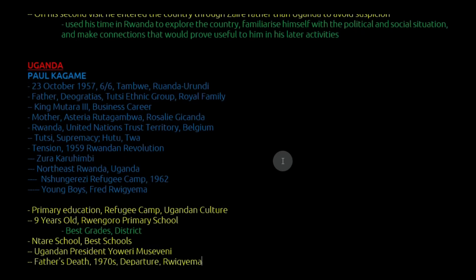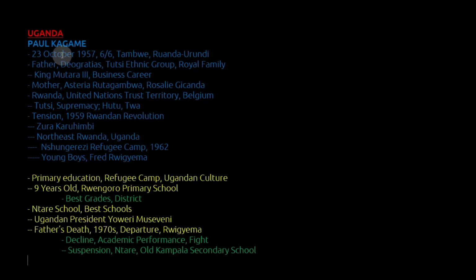Then we also did our structured notes using the notes. We came up with these notes. For instance, this part, 23 October 1957, 6 of 6, Twambe, Urundi. When you just see this, you recall that that's the date when he was born. He was the last of 6 children. He was born in Twambe. Information about his father, information about his mother, information about his country. When you just see these notes, you just have everything coming back to your head easily.